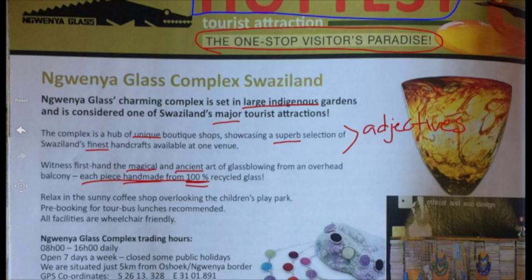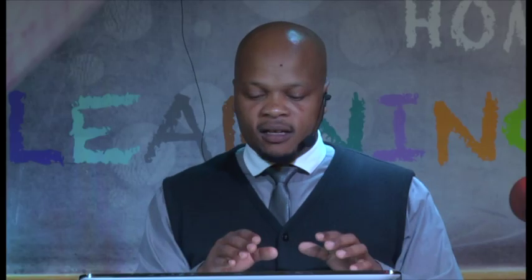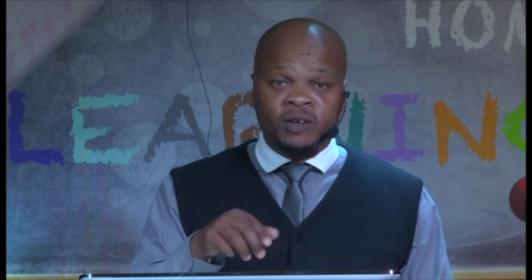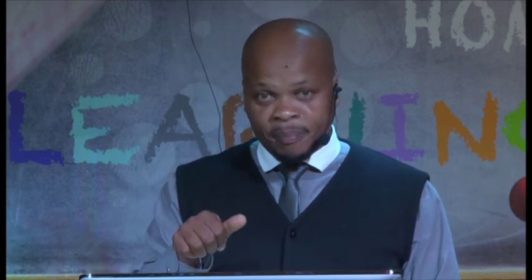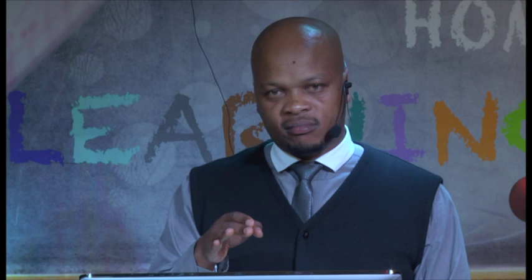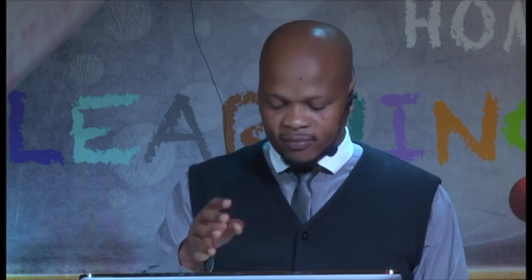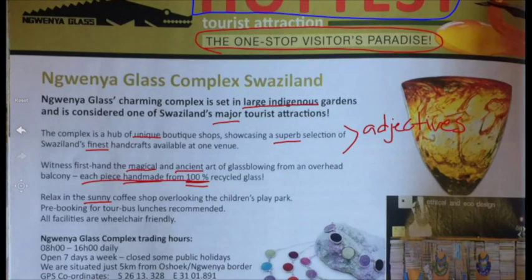Relax in the sunny coffee shop. You wouldn't worry about cold. It's a sunny coffee shop overlooking the children's play park. Again, you're also giving information. Remember we said that even when you persuade, you have to give facts, you have to give information. All right, but you give them in a different way by using these adjectives. And then also here the information that is being given is the fact that there's a children's play park there.